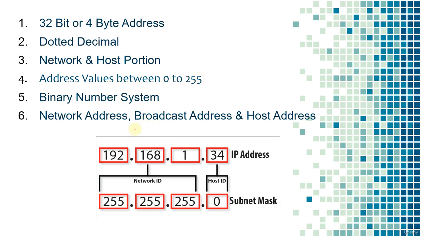Address values are between 0 to 255. So whatever you write from here is going to be 0 all the way to 255 in between. Okay, you cannot type 256 here. You are going to get an error, or even here as well. These are all binary number system. Binary means 10101010, and I'm going to explain that as well. It has a network address, broadcast address, and host address, which I'm going to cover later on.